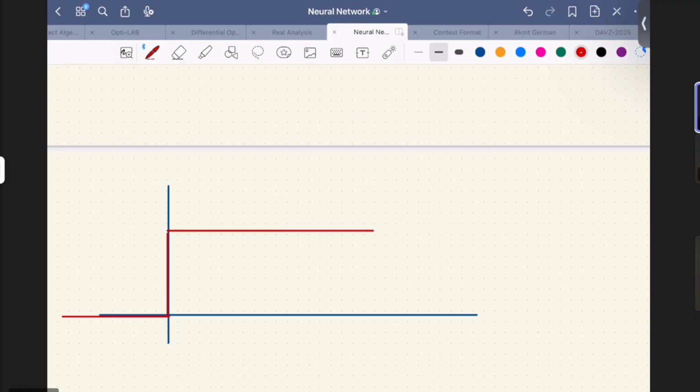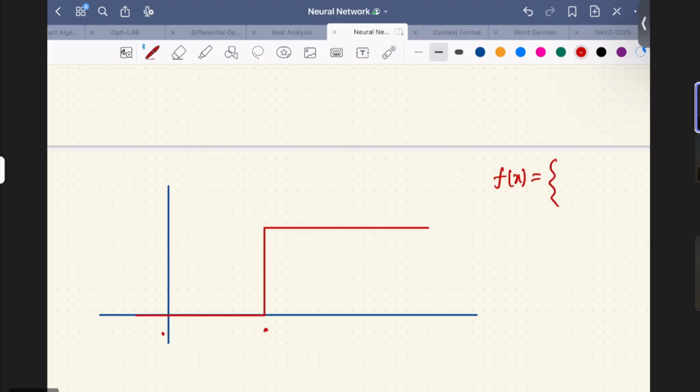Now if I shift this step function a little bit away, it becomes like this. I push the step function to some point here instead of 0. So the original step function, f of x, is defined as 0 if x is less than 0, and 1 if x is greater than or equal to 0.